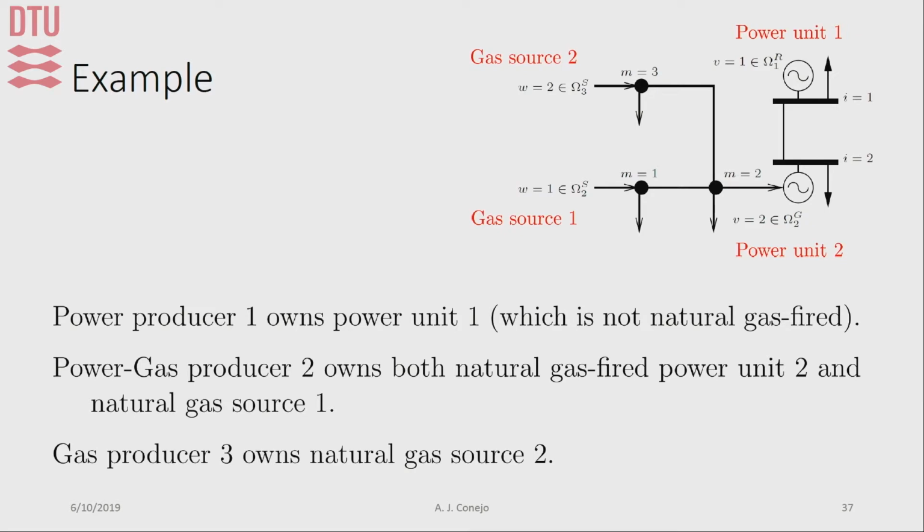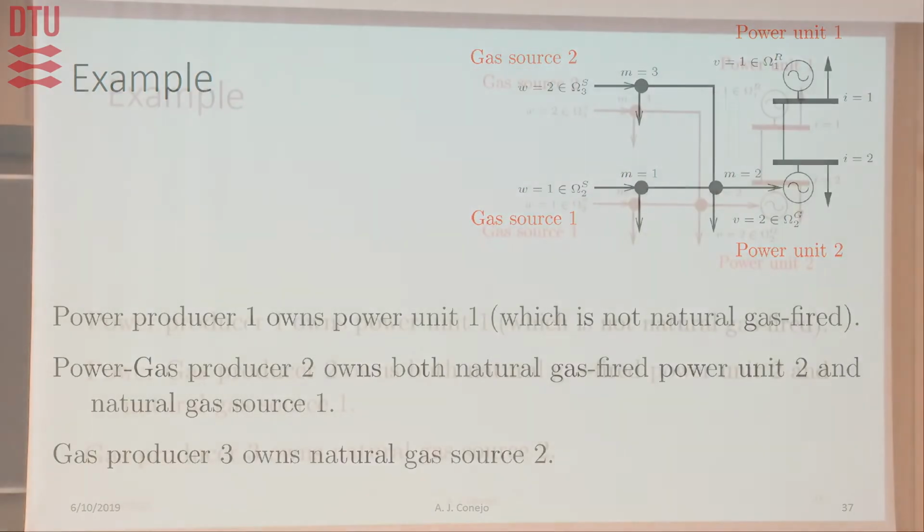So we have producer 1, which is over here. This is producer 1, which owns this unit 1, which is not related to gas. So this producer 1 is not gas related, it's just producing electricity using whatever it is, coal or hydro or whatever. And then we have a power and gas producer 2, which is a power producer and gas producer at the same time, and owns the gas-fired power unit 2, which is this one, based on gas, and then the natural gas source over here. So this is a hybrid type of producer that is participating in the two markets. It can produce gas over here, and it can produce electricity over here. It's a particularly interesting position.